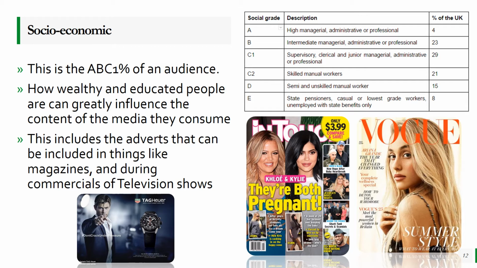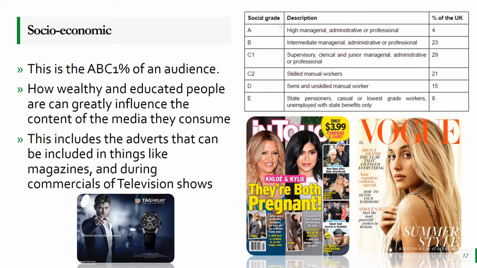That makes a big difference to the media product itself, because certain people are not going to be interested in a particular type of media product. For example, with films, a movie with a high percentage of ABC1 would be 12 Years a Slave. For magazines, the high ABC1 percentage would be something like Vogue.